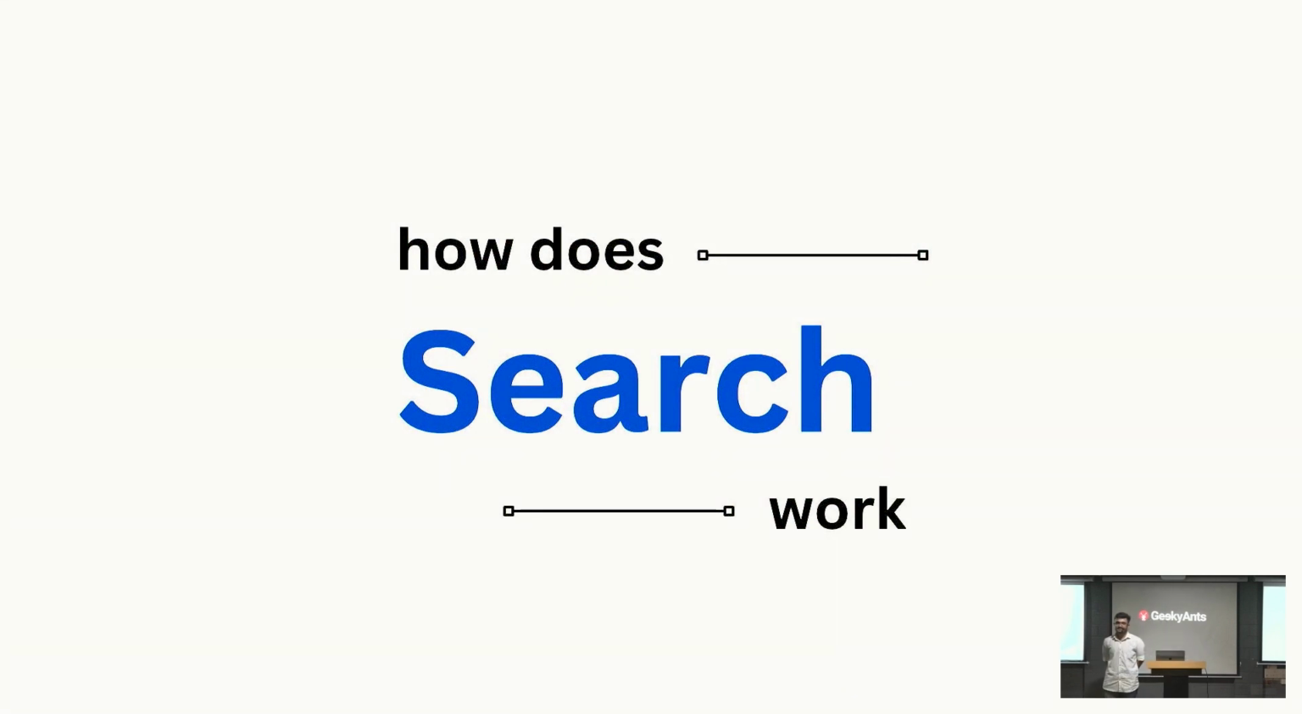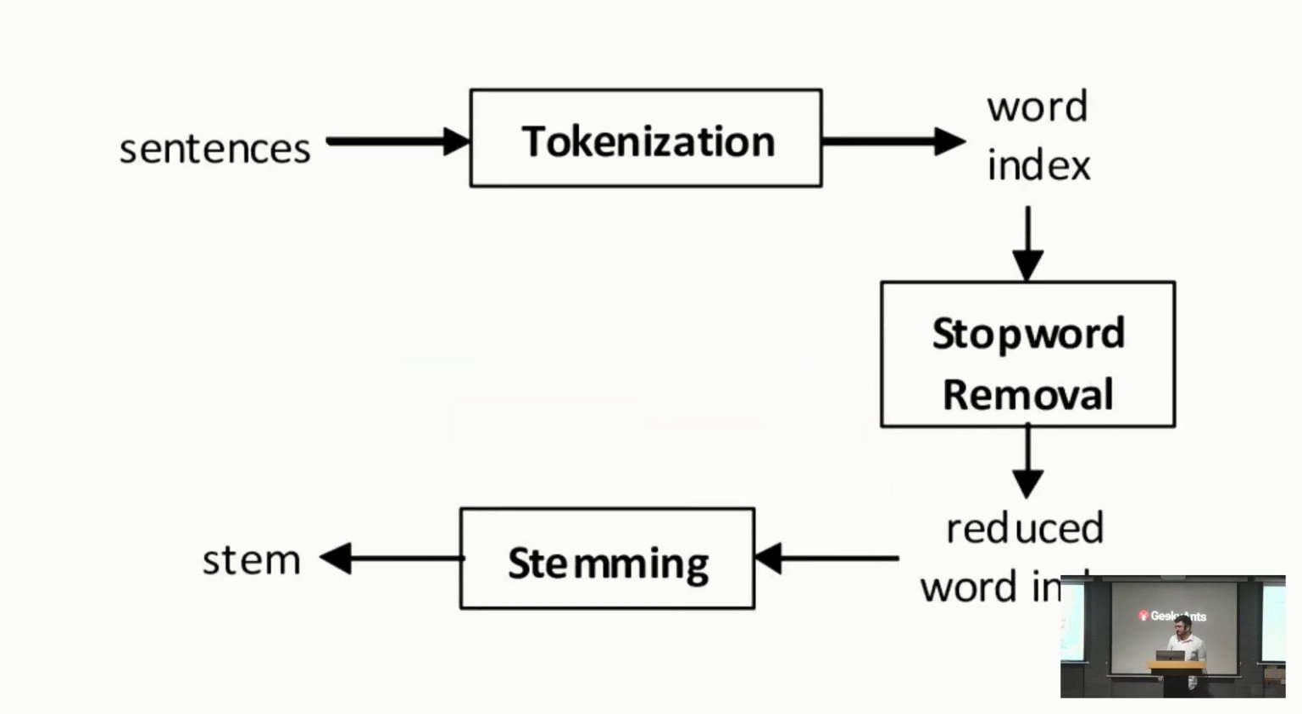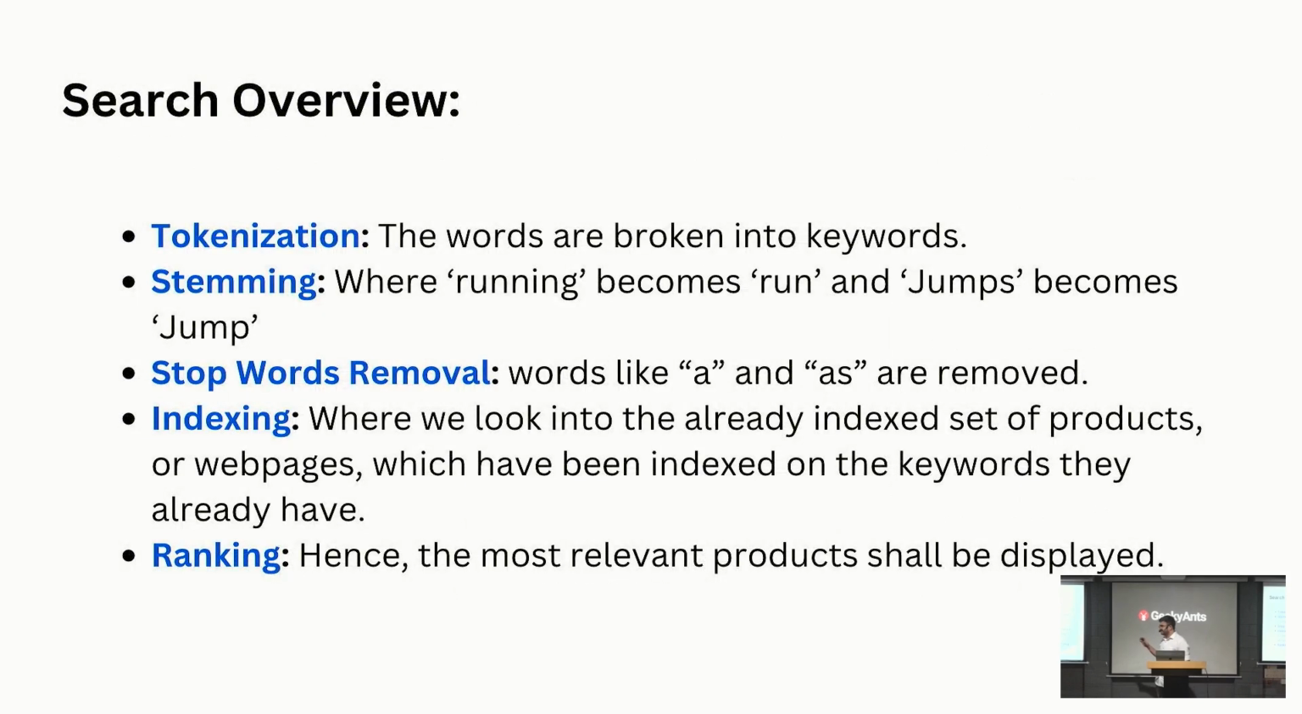How does search work? Anyone? Okay. So when you write a query in your search box, there are typically 5 steps involved, and these are important throughout the presentation. First, there's tokenization. Whatever user query we write is broken down into words. Approximately, let's take one word as a token. Now, there's stemming, where words like running turn into run, and jumping into jump. And we also have stop word removal, and then indexing.